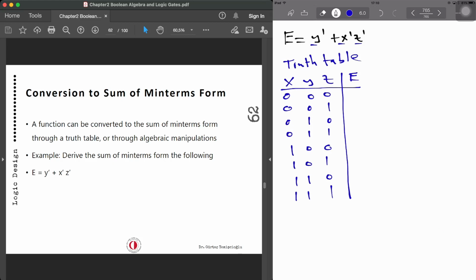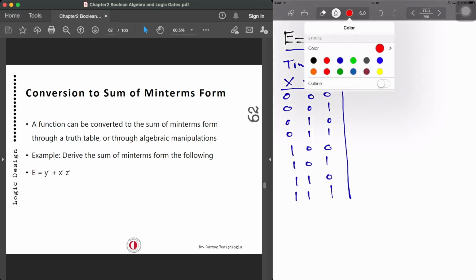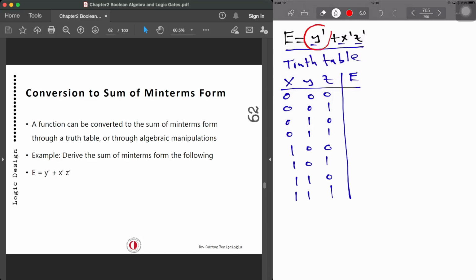So we need to identify where this function is outputting 1. This function is outputting 1 when y is equal to 0. Y prime means y is equal to 0. So when y equals 0, no matter what is happening, it will output 1. Then there's an OR over here, x prime and z prime, so where both x and z are 0. So x and z are 0 over here, and x and z are 0 over there, and we don't have any other. So we just need to add another 1 only here. So either y is equal to 0 or x and z are equal to 0, and the function E is going to output 1. And the rest are just zeros.